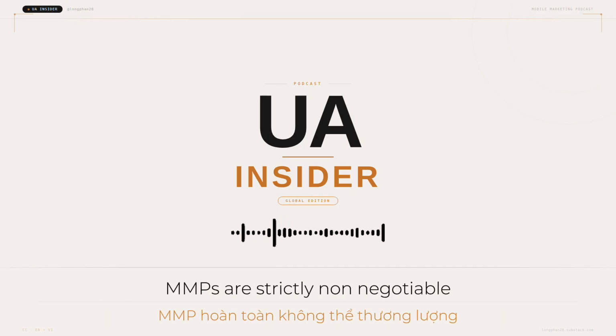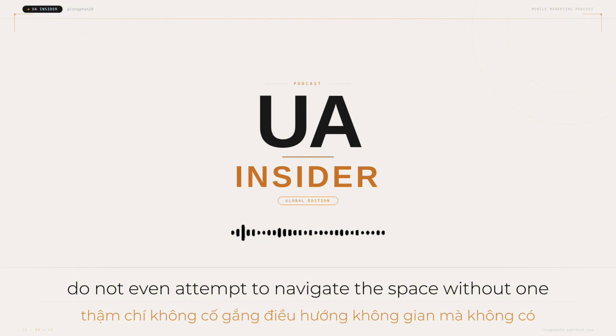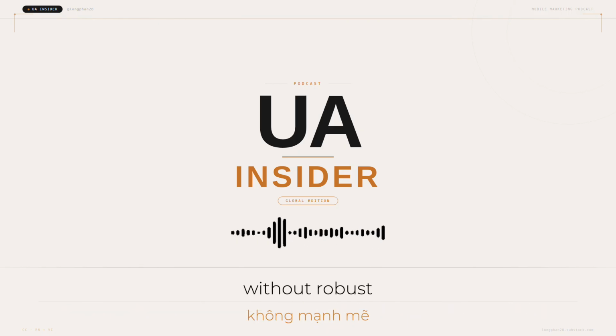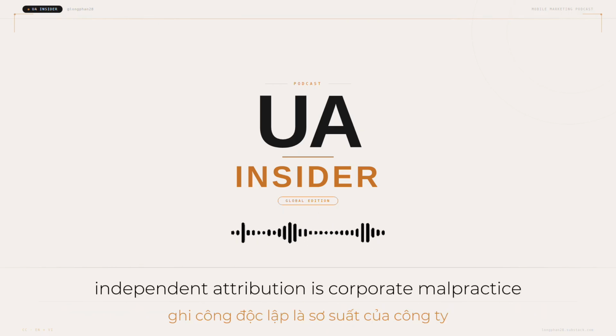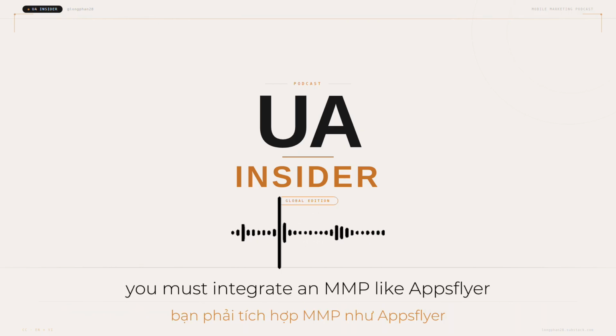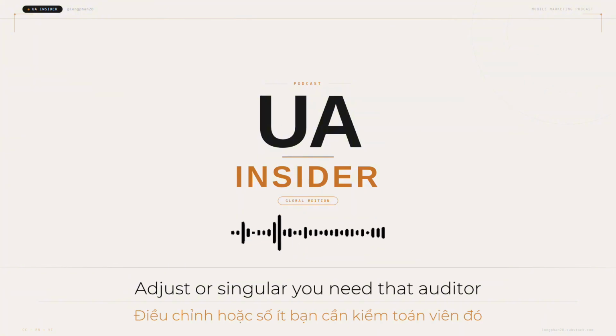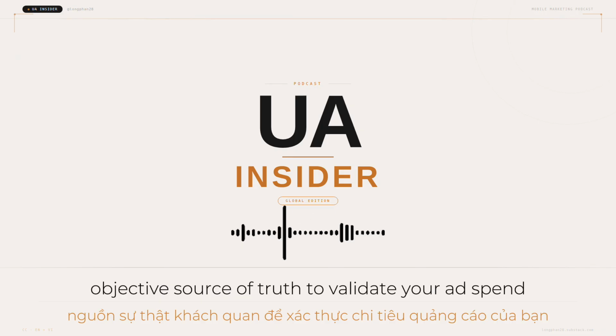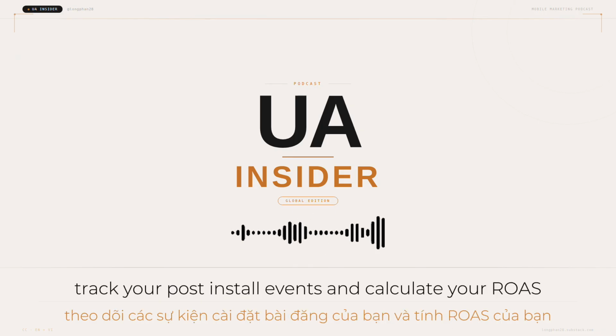Okay, takeaway number 2. MMPs are strictly non-negotiable. Do not even attempt to navigate this space without one. Seriously. Attempting to run user acquisition at scale without robust, independent attribution is corporate malpractice. You must integrate an MMP, like AppsFlyer, Adjust, or Singular. You need that auditor. You need a definitive, objective source of truth to validate your ad spend, track your post-install events, and calculate your ROAS.